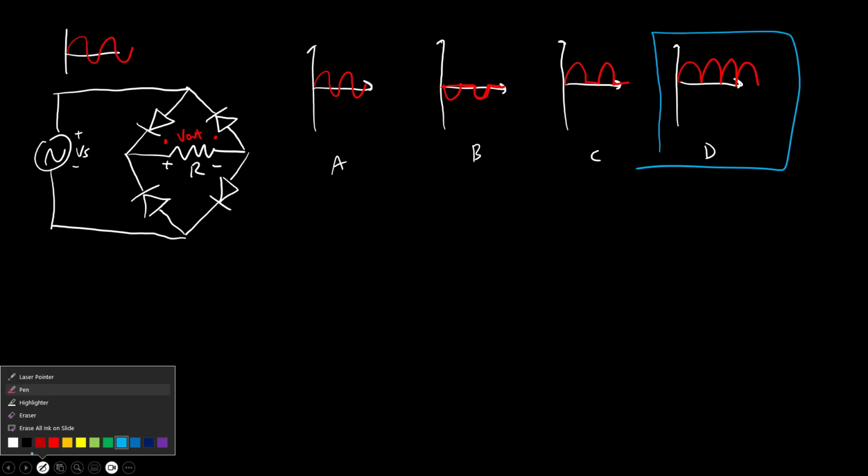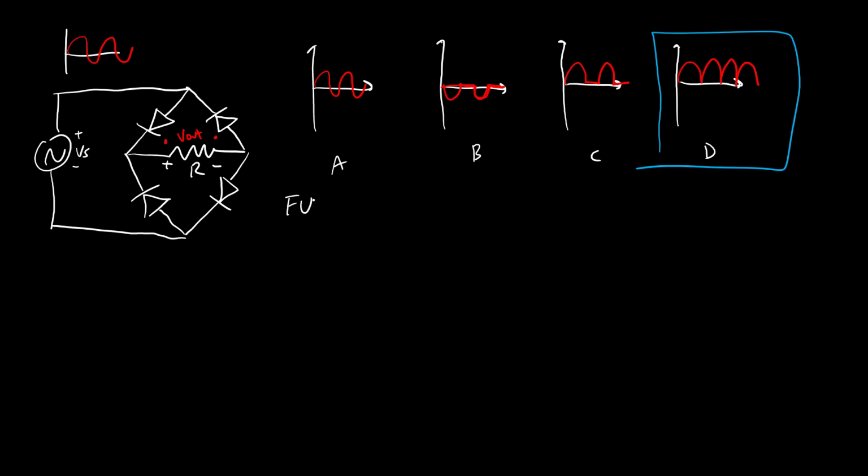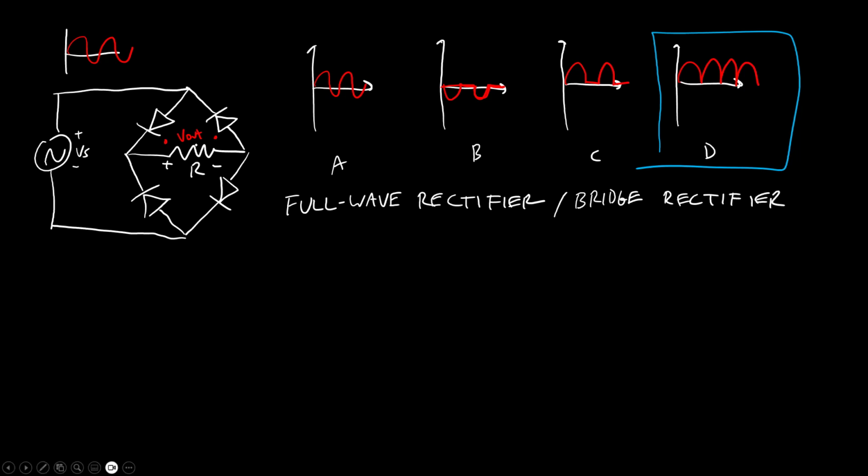And this circuit, instead of a half-wave rectifier, is called a full-wave rectifier. So not only did I get rid of the negative parts of the source signal, I actually flipped it and made everything positive. You may also see this referred to as a bridge rectifier, bridge being the word that is sometimes used to describe this circuit layout. So how does that work exactly?